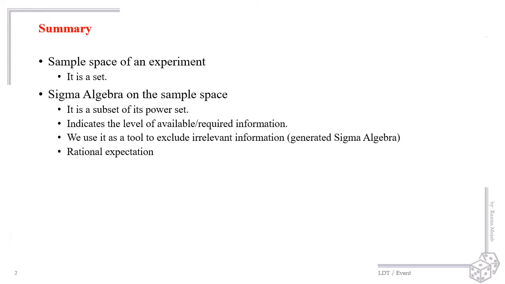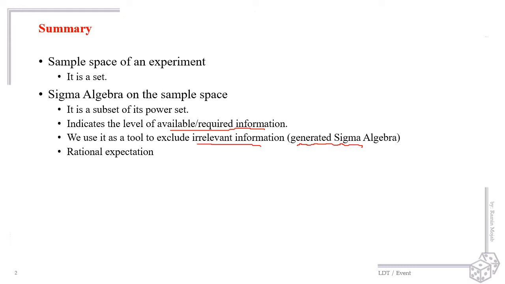Let me summarize the main points first. I'm going to talk about the sample space of an experiment. It's a set and we are going to use set theory. I'm also going to talk about Sigma Algebra on the sample space. It's a subset of the power set of the sample space, and it indicates the level of available or required information, and we'll use it as a tool to exclude irrelevant information. In this regard, I'm going to introduce the concept of generated Sigma algebra.